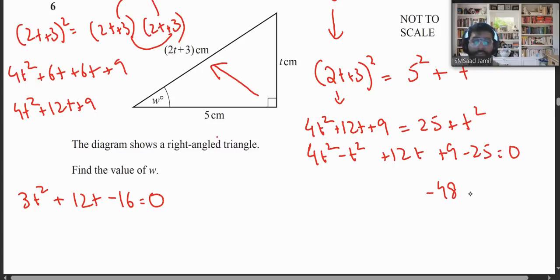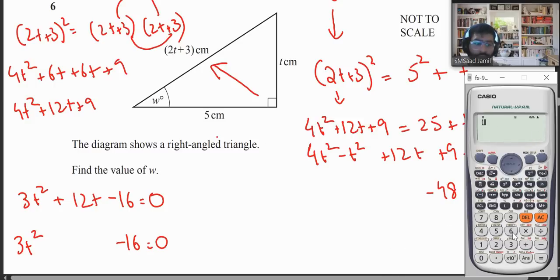Tell me two numbers, guys. Minus 48. Quick. So write 3t square, write minus 16 is equal to 0. And 16 threes are? 16 fours are? Let me see. 16 multiplied by 4. No, it's not 16 multiplied by 4.